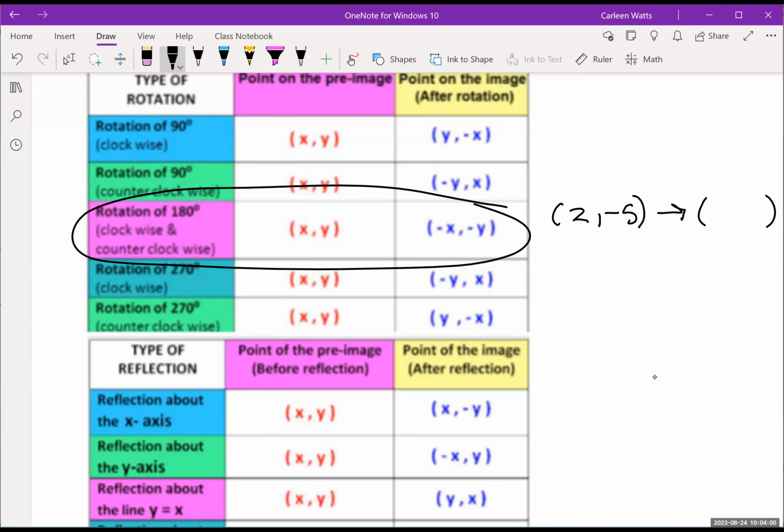Anyone feeling bold? Okay, watch this. Change both signs. Do not change the order. Yeah, think we can do this? Let's do one more example. 5, 7. Rotation 180 degrees clockwise or counterclockwise. Change both signs. Do not change the order. Is this one easier, because there's no order change? -5, -7.